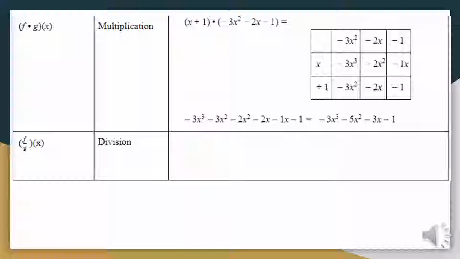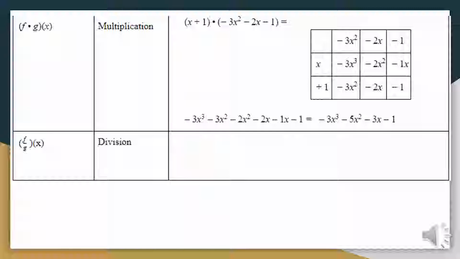Already my like terms are grouped together, but what are my like terms? There are 2 of them. One of them is negative 3x squared and negative 2x squared. Those are going to combine to form negative 5x squared. The other pair of like terms is negative 2x and negative 1x. Those are going to combine to form negative 3x. So my final product for multiplication of f times g of x would just be negative 3x cubed minus 5x squared minus 3x minus 1.